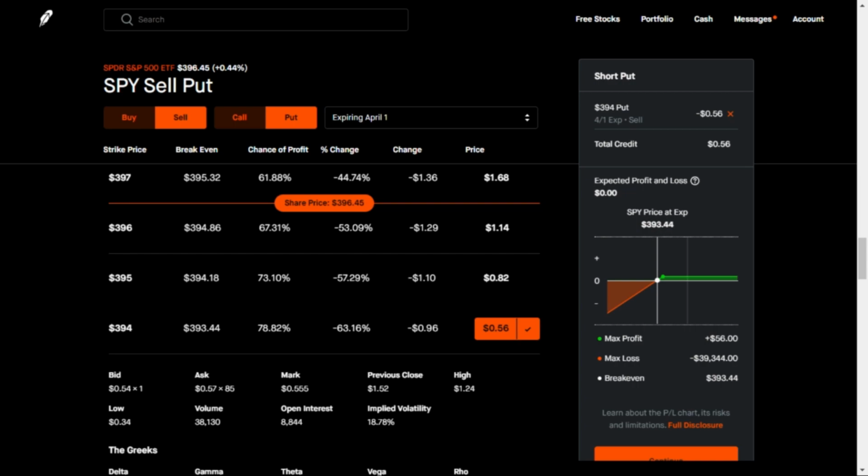So this is saying that if you were exercised, let's just use this example. Let's say that the share price dropped to $300, okay? You would still have to purchase each share at $3.94 per share, okay? So in that sense, it would be a loss, but it's not $39,344. That's incorrect. You're not losing out.